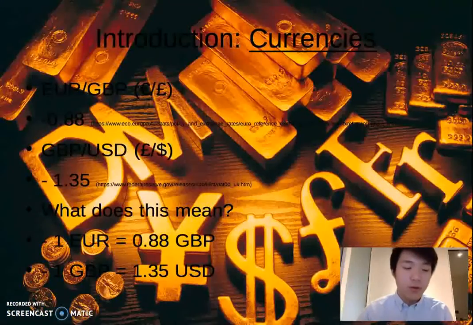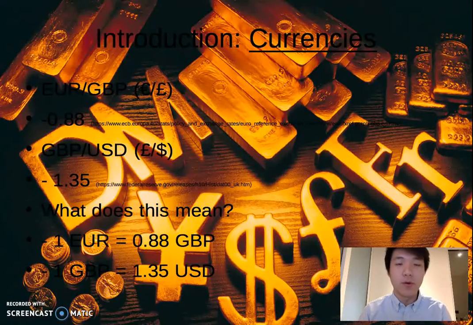Firstly, we will look at the current exchange rate as of our recording date, 18 September. We can see that for every 1 euro, you will be able to exchange for 0.88 worth of pound, whereas for every pound you can exchange for 1.35 worth of US dollar.